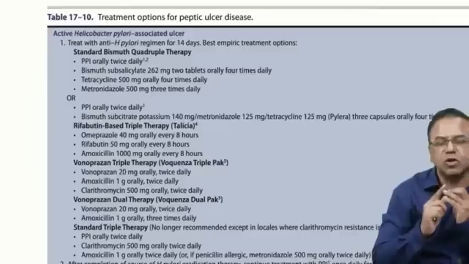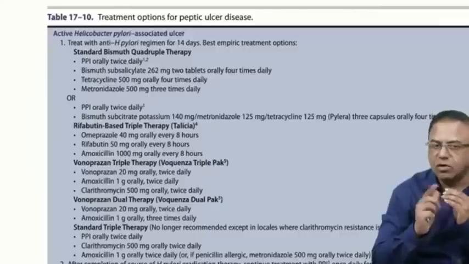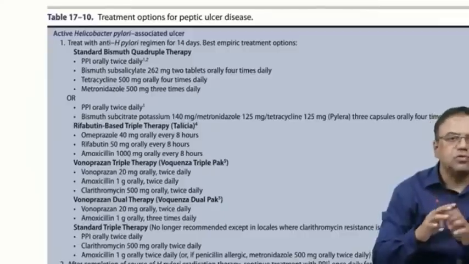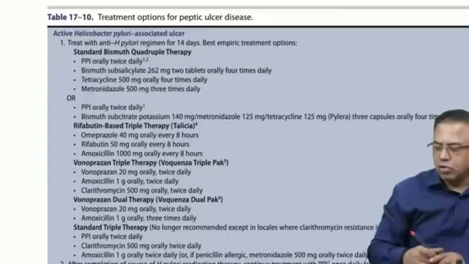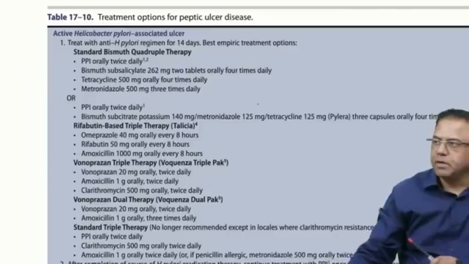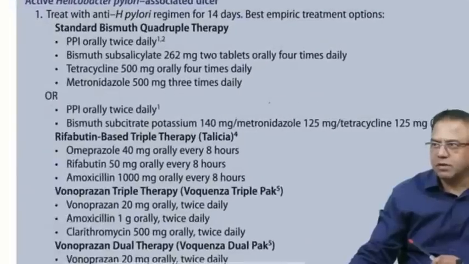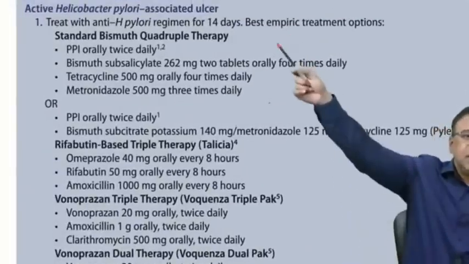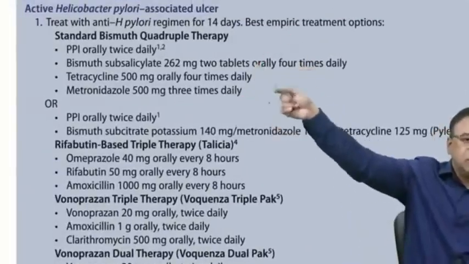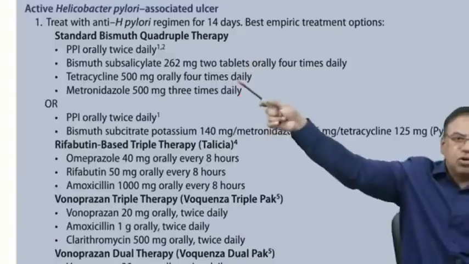Proton pump inhibitor, clarithromycin, metronidazole, amoxicillin. That is not working now, resistance is there. So now the guidelines recommend you should go for a bismuth based regimen. So what is this bismuth quadruple regimen? It is basically PPI, bismuth, tetracycline, metronidazole. This is what is working now. Unfortunately, it is too toxic.